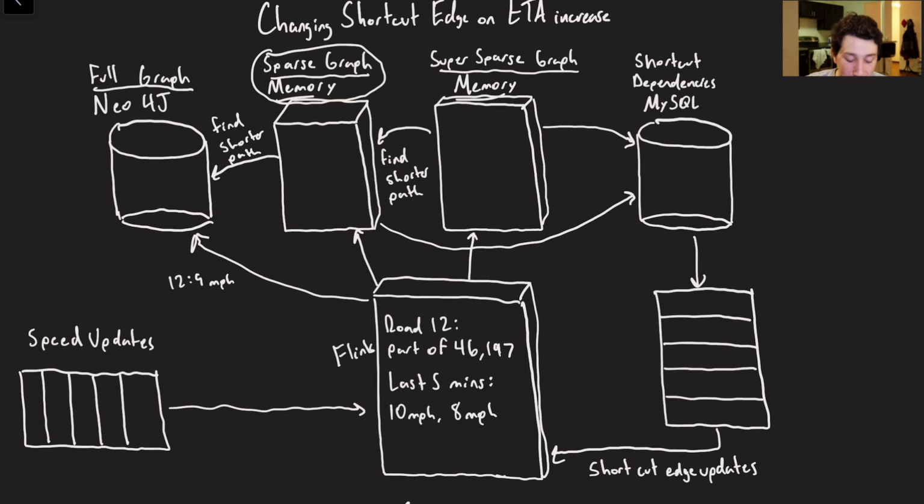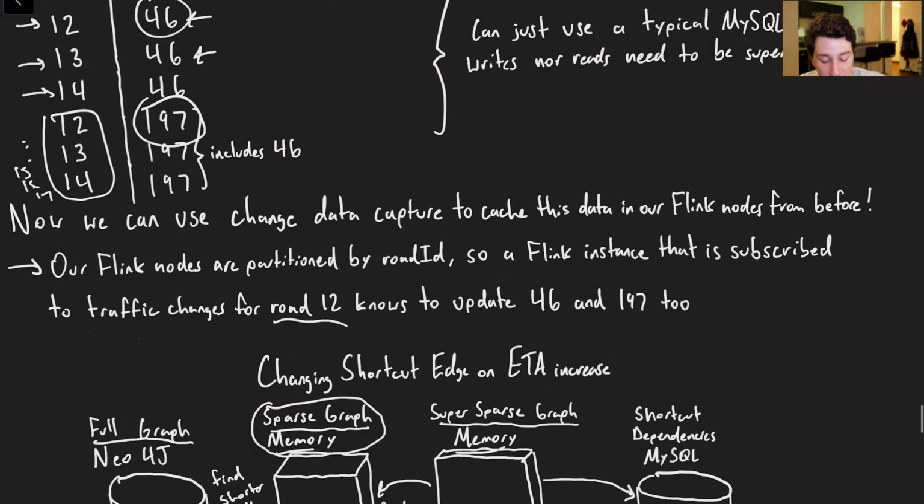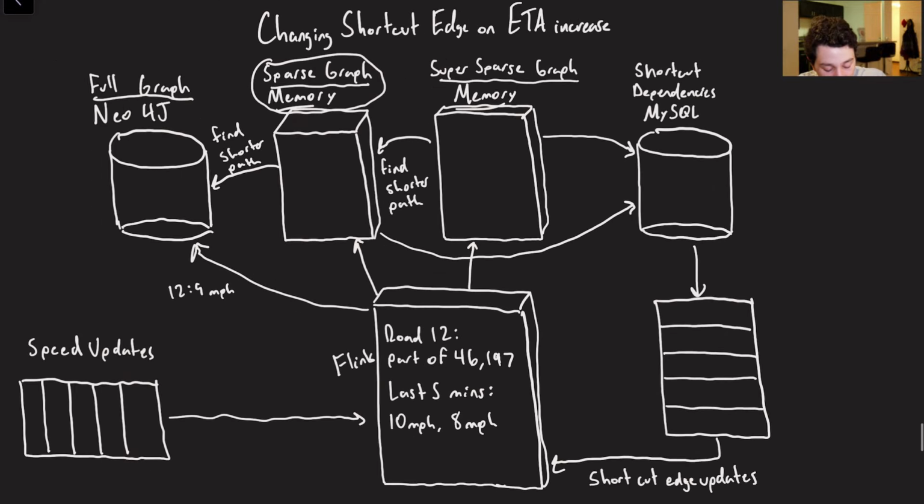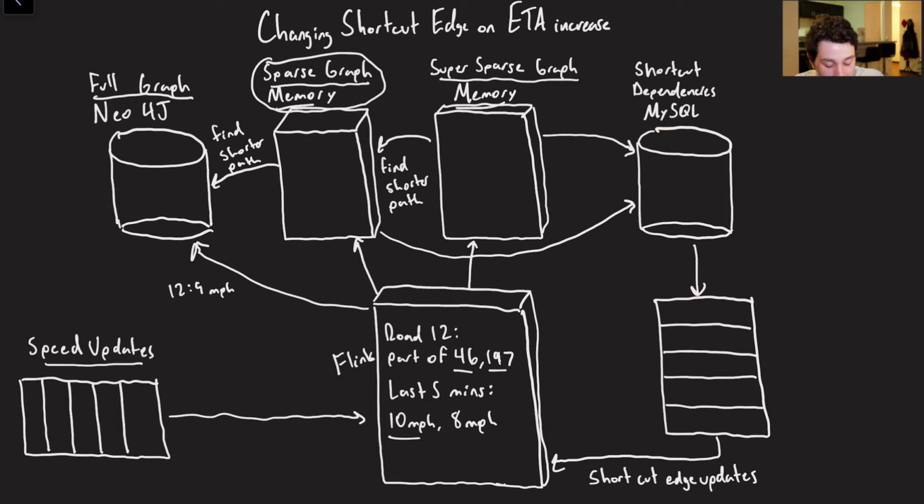So the first thing to note is that we've got Flink down here in the middle of our graph because this is where all of the updates are coming in. Keep in mind that Flink knows from the prior example, if we're just continuing that, that road 12 is part of both road 46 and 197. Cool. Then it's also getting speed updates from Kafka. Basically, we have our service from before, that hidden Markov service, putting speed updates for a given road ID into Kafka, and Flink can be partitioned on the road ID so that for a given road, we're making sure it's receiving all of those speed updates.